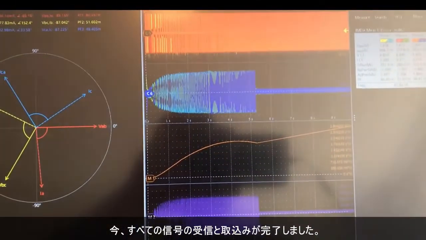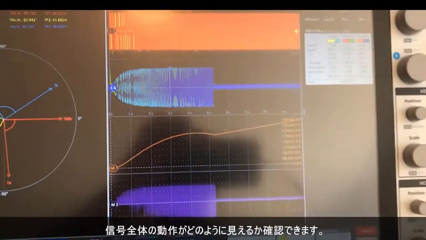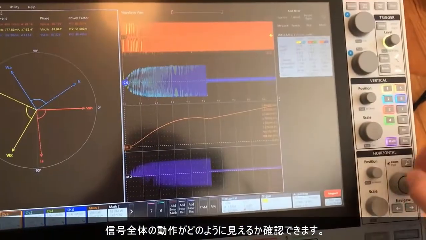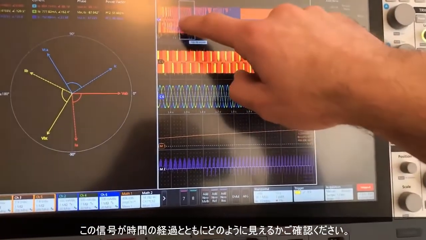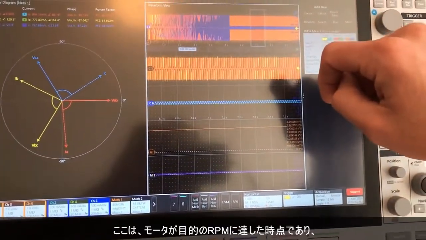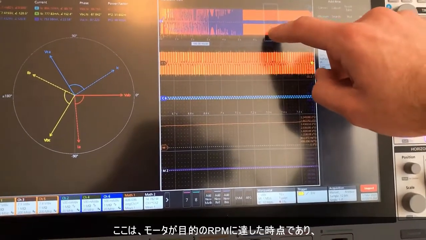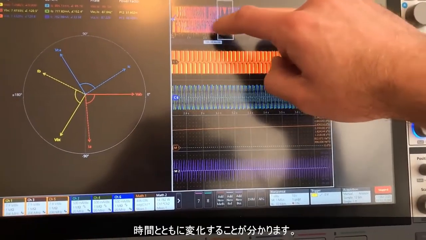And now the whole signal's come in and been acquired, and we can see what the behavior looks like across the signal. And take a look at what this signal looks like across time. So over here we've reached steady state. This is once the motor has reached the RPM desired, and we can see that this changes over time.